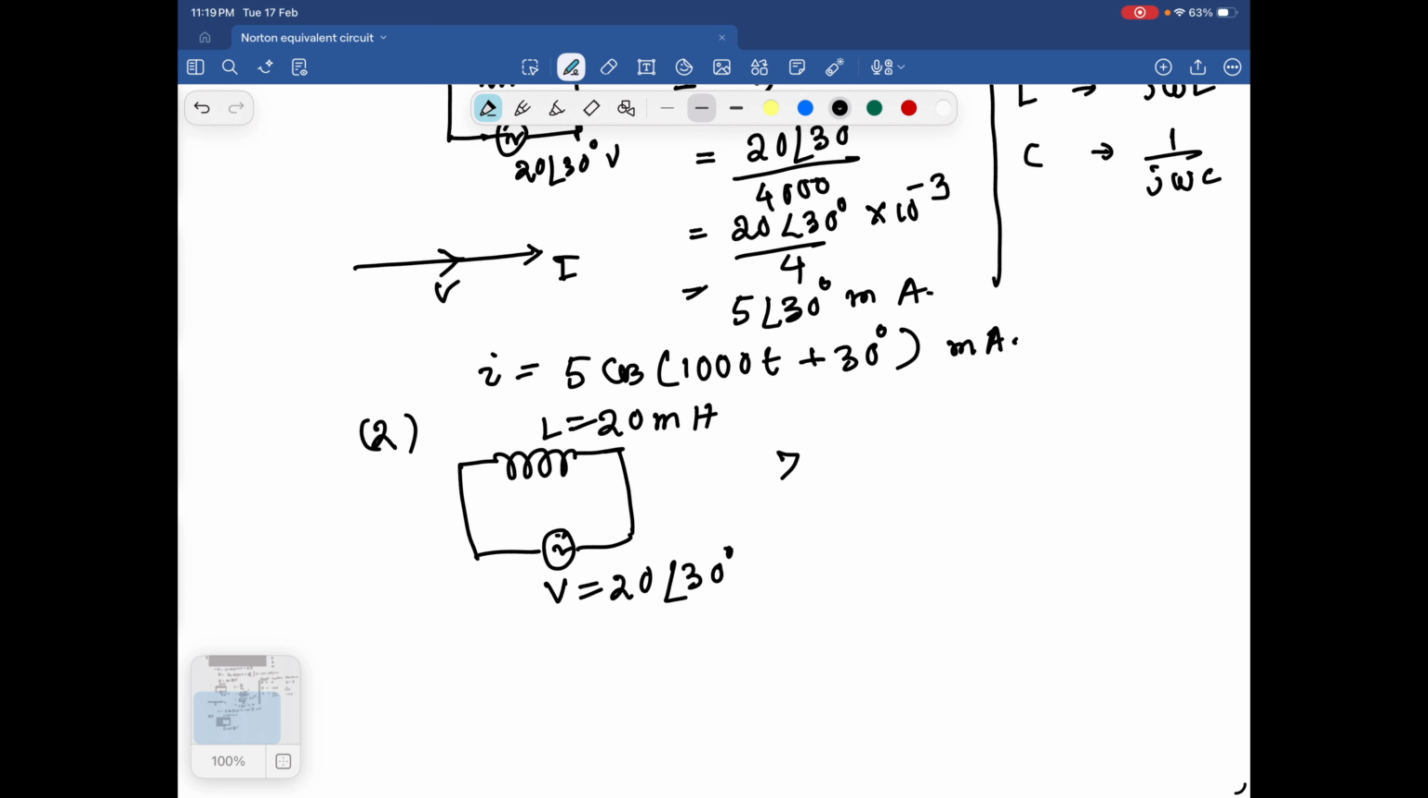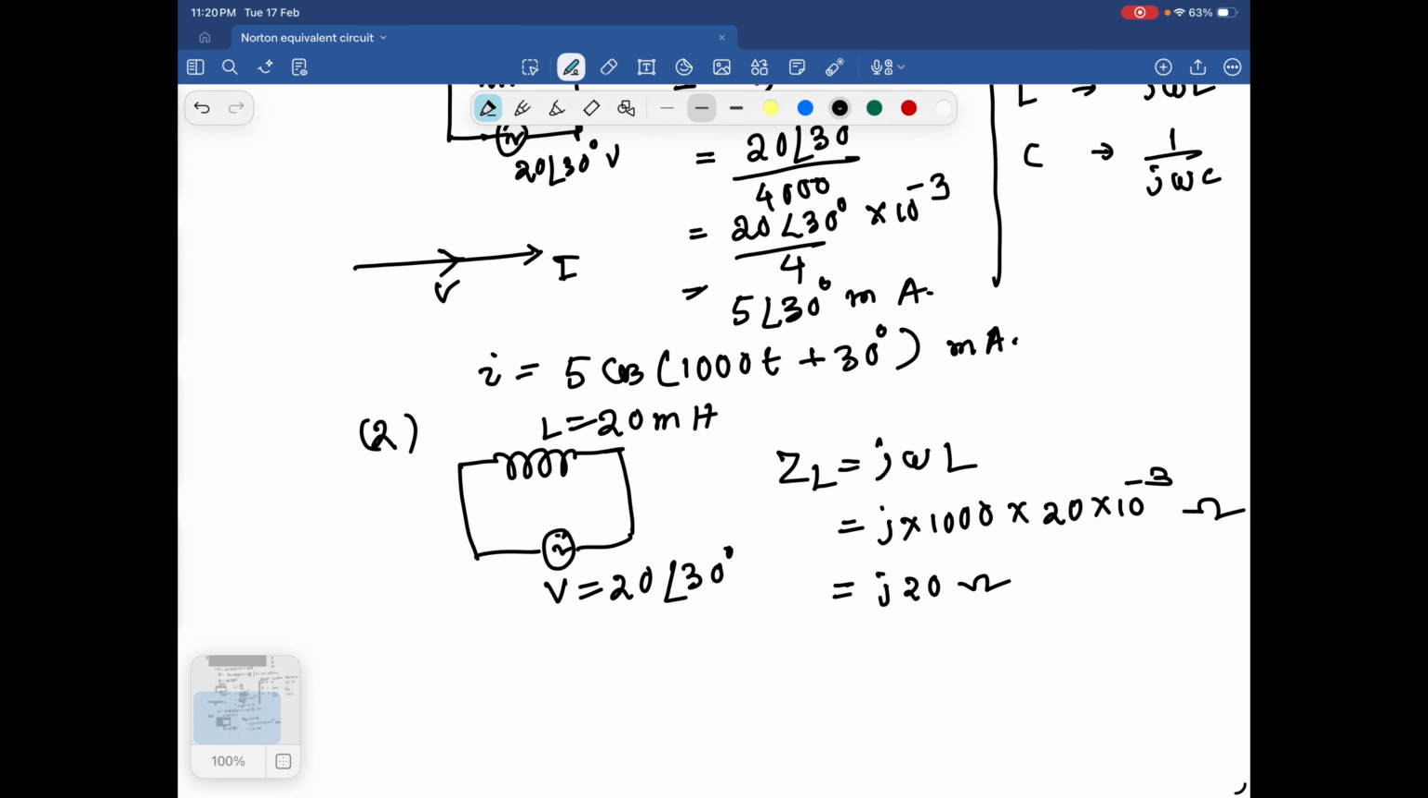Then what will be the ZL? ZL is equal to j omega L. So this is j, omega means 1000, into L means 20 millihenry. So 20 into 10 to the power minus 3. The unit is ohm. So this is 1000, this is 20, this is 10 to the power minus 3. So we have j20 ohm. Here we are using the j operator.